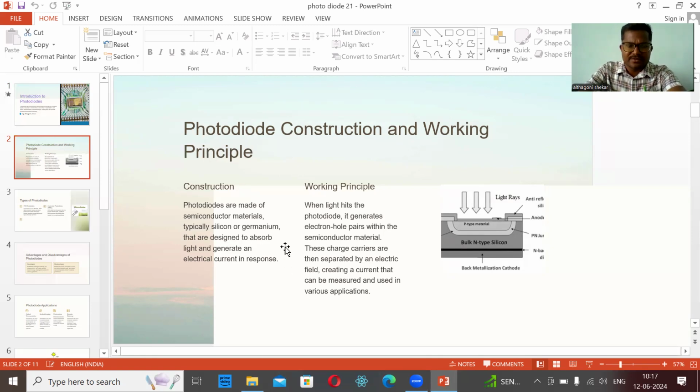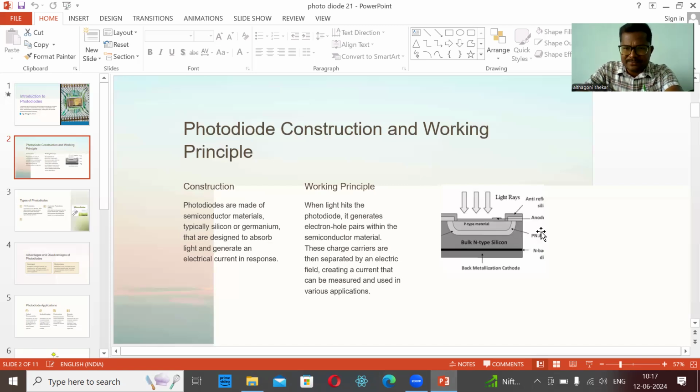When sunlight hits the photodiode, it generates electron hole pairs, generating electrical current. Working principle: when light hits or penetrates the photodiode, it generates electron hole pairs within the semiconductor material. These charge carriers are then separated by an electric field, creating a current that can be measured and used in various applications.